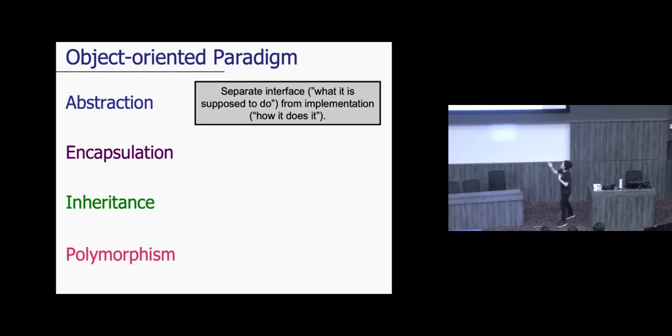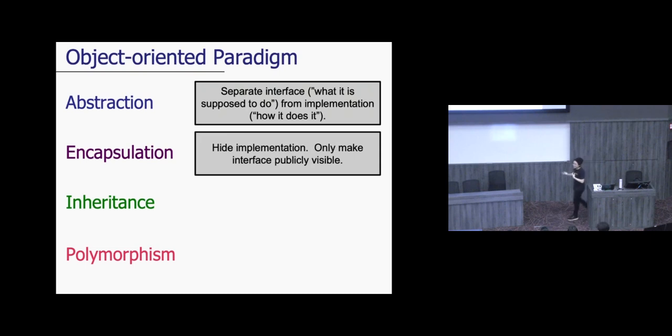So on one side of this line, one person might look at it and say, okay, I know what it's supposed to do. I know what behavior it's supposed to exhibit. I don't care how it does it, right? On the other side of the line, the other person is more concerned with its implementation. That's what abstraction means, okay? Encapsulation, on the other hand, means that we hide the implementation and only make the interface publicly visible, right? So think of this as basically saying whatever you need to know, you know. Whatever you don't need to know, you don't know, right?